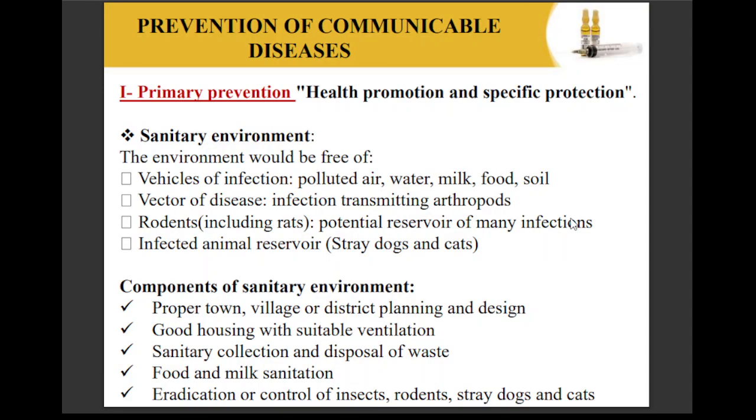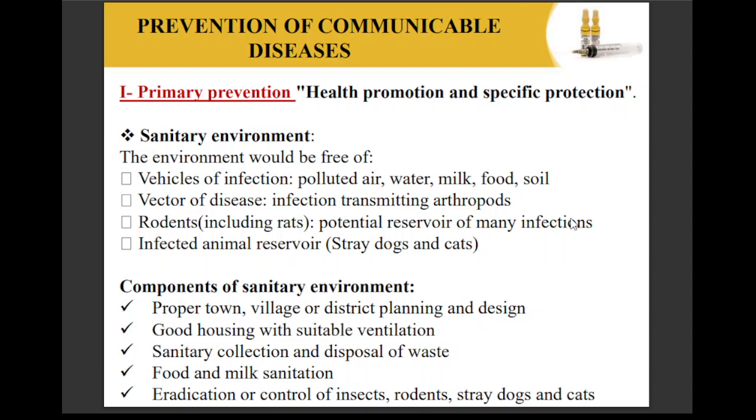Now, prevention of communicable diseases. So primary prevention, health promotion and specific protection. So communicable diseases which can spread through direct contact can be best controlled, or primary prevention can be carried out, by a sanitary environment. So maintaining proper sanitation is the first and foremost thing. So health promotion and specific protection things have to be implemented. So in a sanitary environment, the environment would be free of vehicles of infection, that is the causative agent, polluted air, water, milk, food, or whatever source from which it can cause infection.